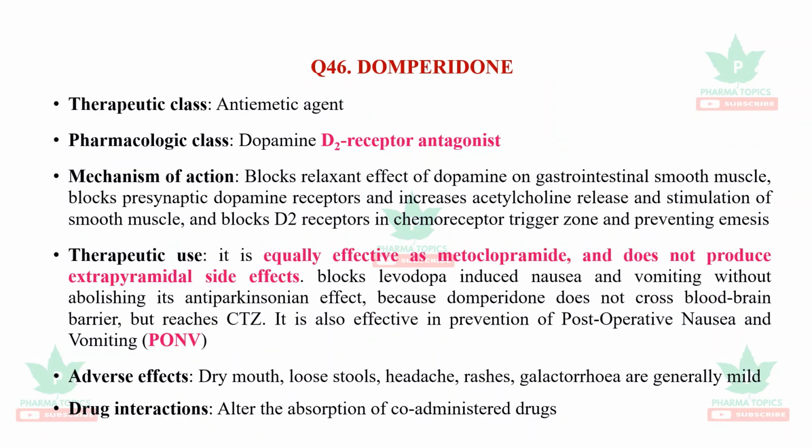Question number 46 is a short note on domperidone. It is also a D2 receptor antagonist. It's very similar in its action to metoclopramide. It blocks the relaxant effects of dopamine on the gastrointestinal smooth muscles, blocks D2 receptors in the chemoreceptor trigger zone and prevents emesis. It is equally effective as metoclopramide but does not produce extrapyramidal side effects.